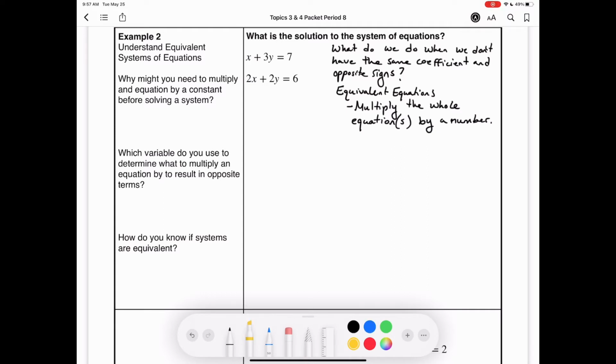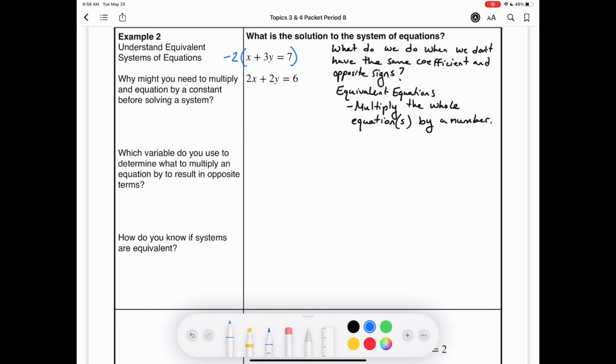Okay, so in this problem, I'm going to choose to eliminate the variable x because it's a little easier, a little less work for me to make the x have the same coefficient. So I have to look at this and go, okay, I have 1x and 2x. What do I need to multiply the equation by to make 1x into 2x? 1 times 2 is 2. But I also need them to have opposite signs. So I'm not just going to multiply by positive 2, I'm going to multiply the whole equation by negative 2.